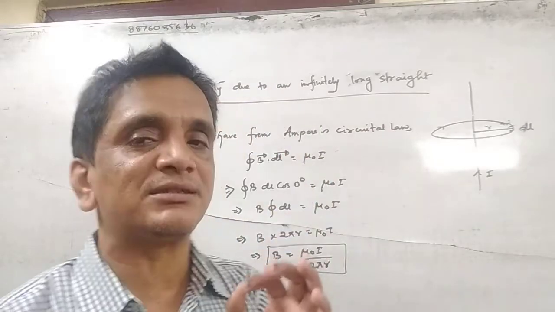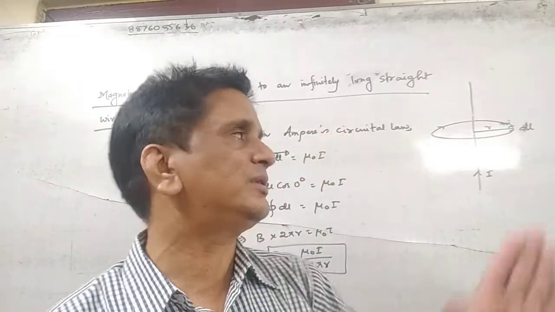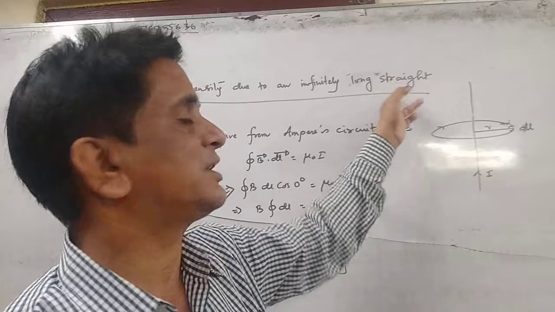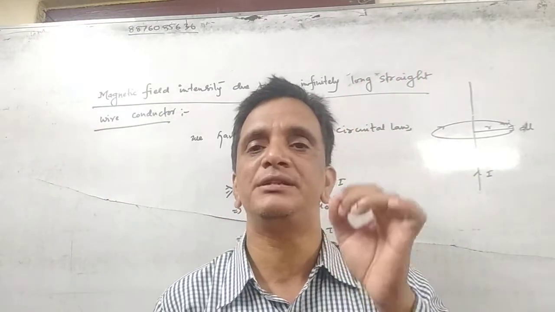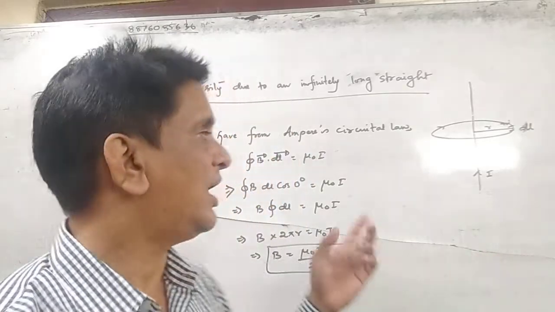If it is asked in the examination, you have to write. If it is mentioned that you find out this magnetic field with a long straight wire conductor by using Ampere's circuital law, then only you are allowed to do this one. Is it clear?